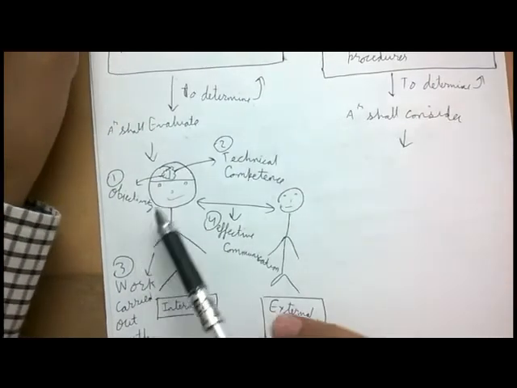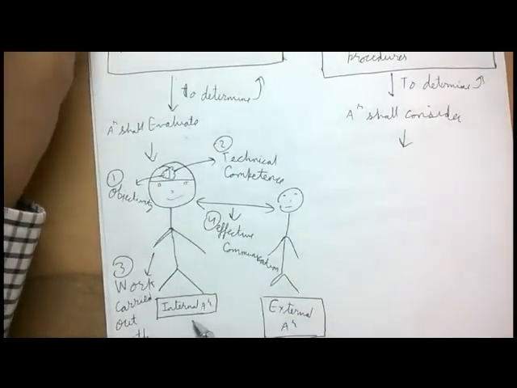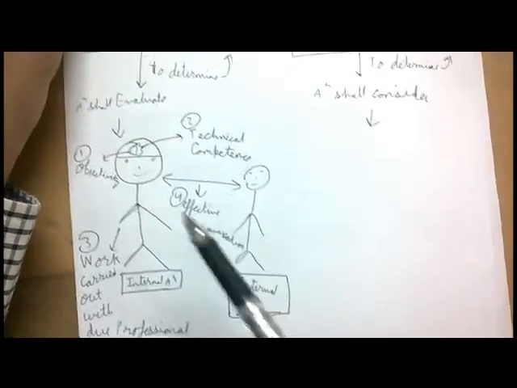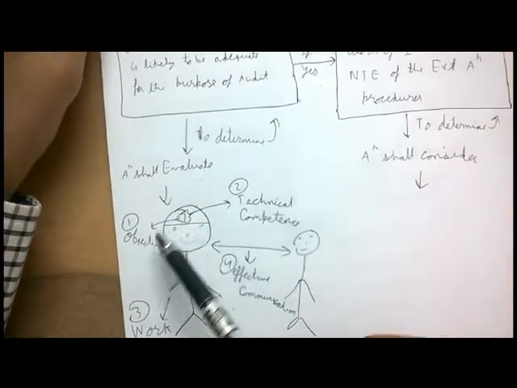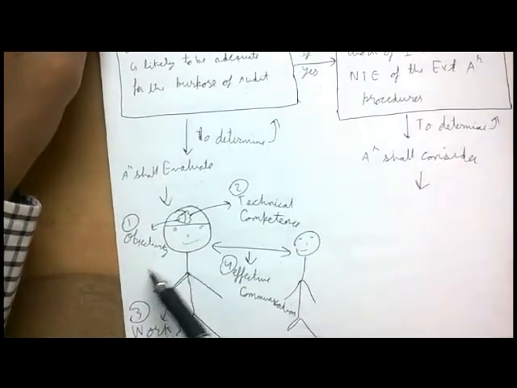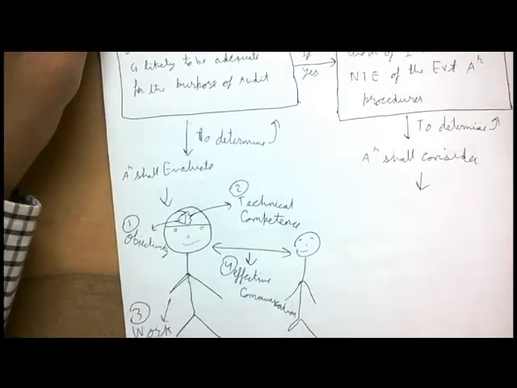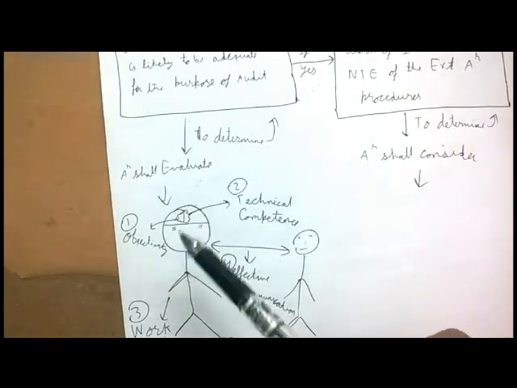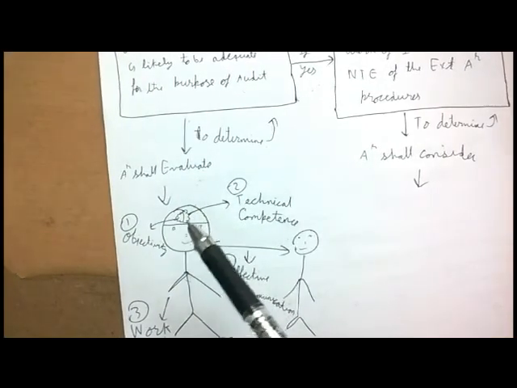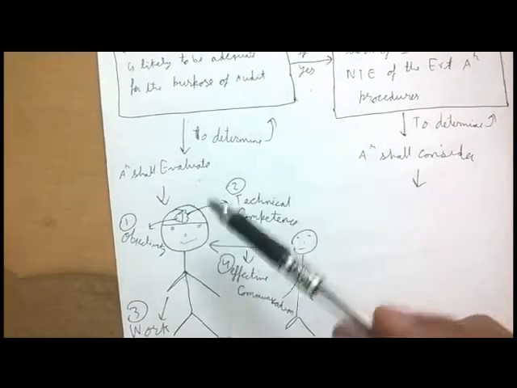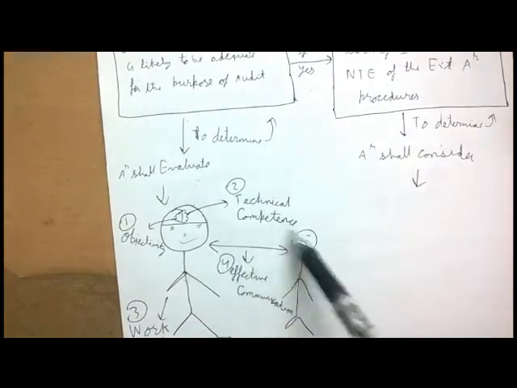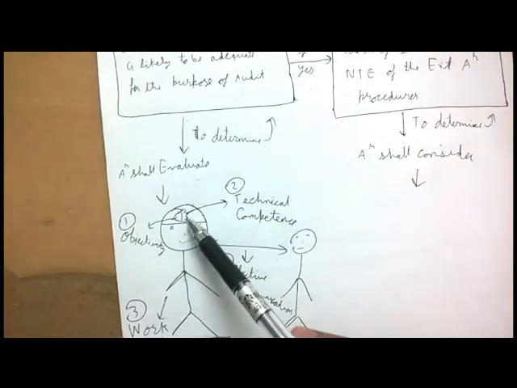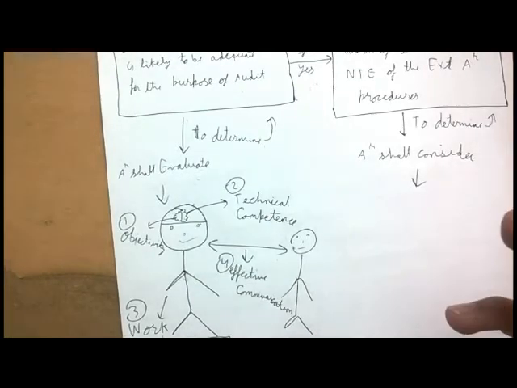The first thing: this is the internal auditor and this is the external auditor. This is the brain of the internal auditor. It should be objectivity. Objectivity means honesty; he is not biased. So first of all, the external auditor has to determine whether the internal auditor is objective. Then he has to determine the technical competence.